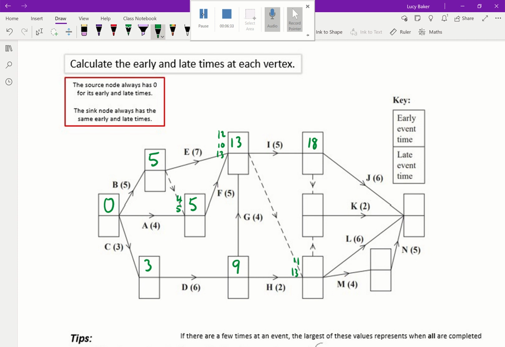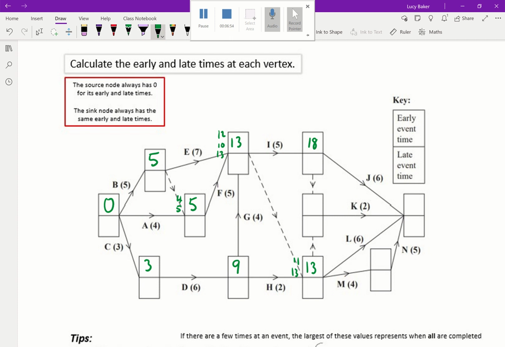So dummy activities don't have any weight to them. We just take the early time from the previous event. And we're looking for the largest, so 13. And that's because by the time we get to this event, we need to have completed H and we need to have completed all of these ones, so E, F, A, B, etc.